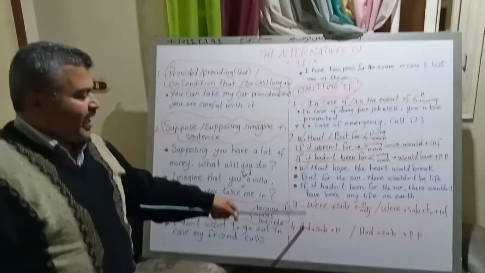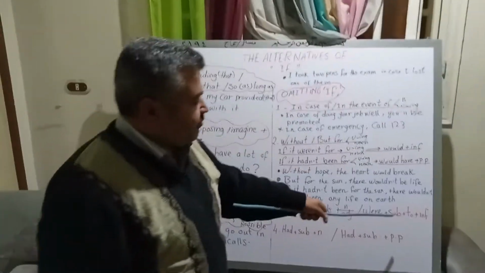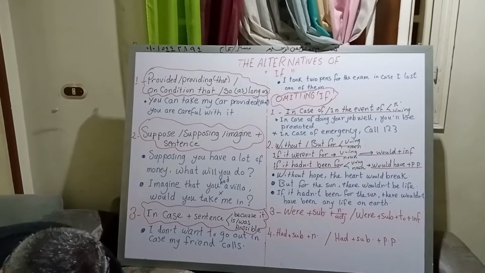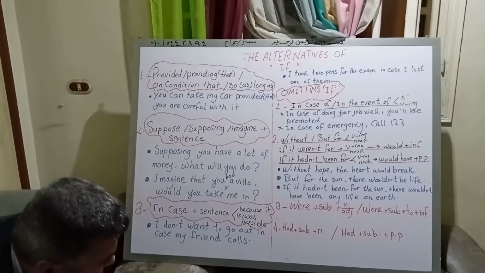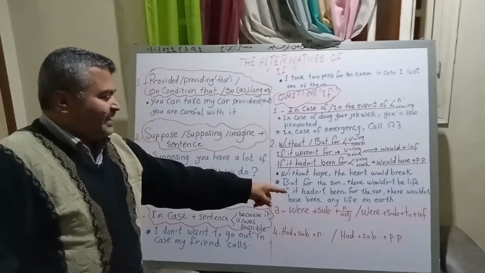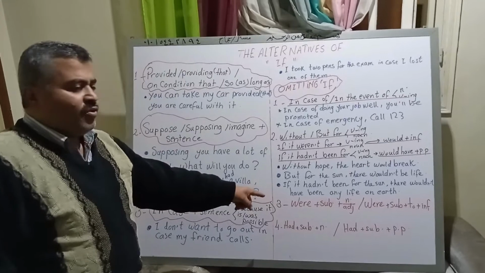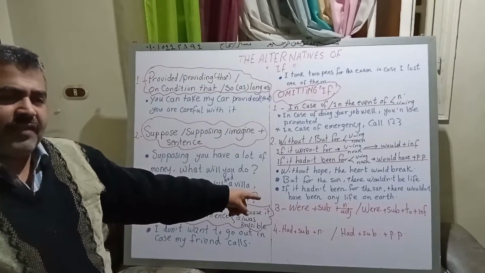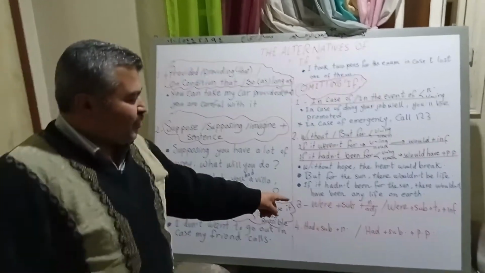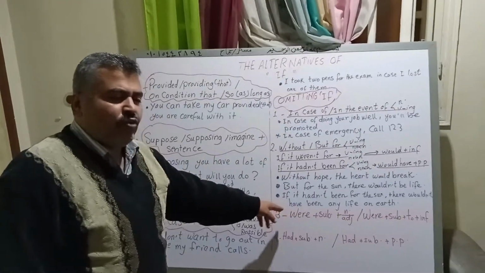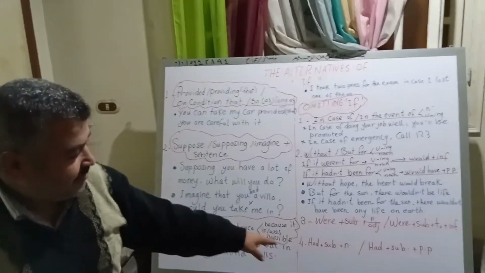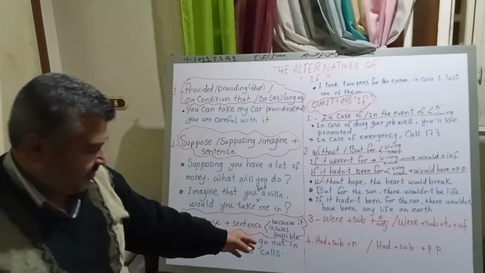Number 3: were plus subject plus noun, or were plus subject plus to infinitive. That's in the second type of if. Here, were plus subject plus noun, like when you say, were I the famous singer Amr Diab, I would earn a lot of money. You can use were plus subject plus adjective: were I taller, were I younger. I want to play basketball, but I am not taller.